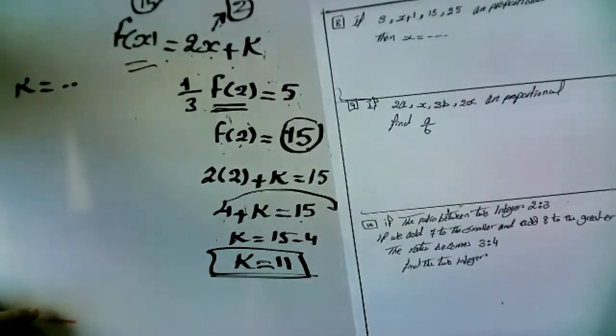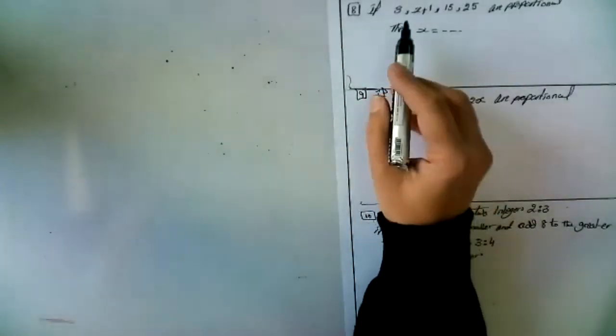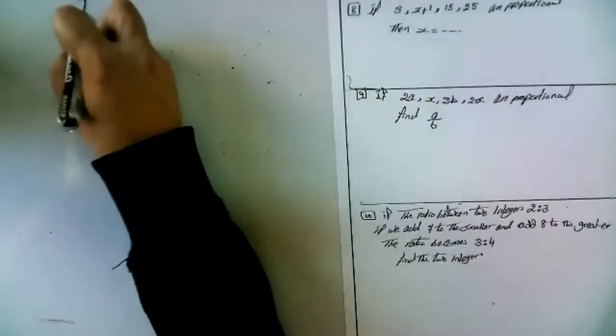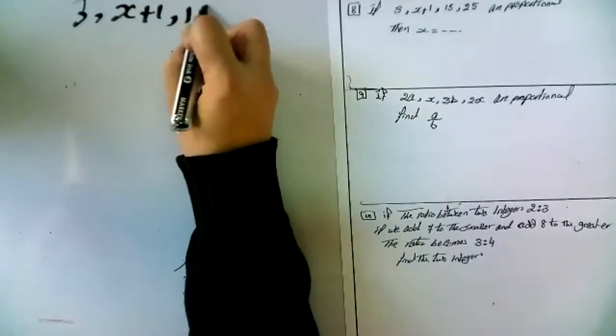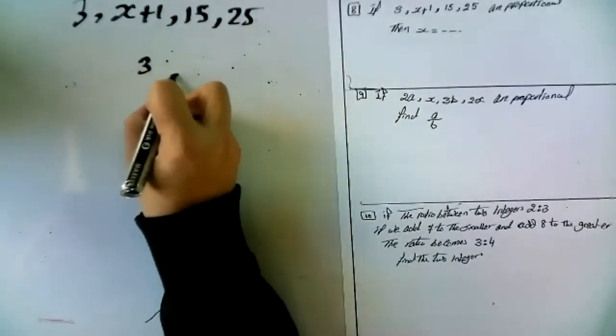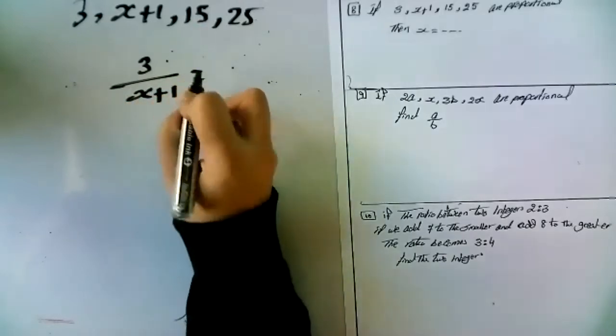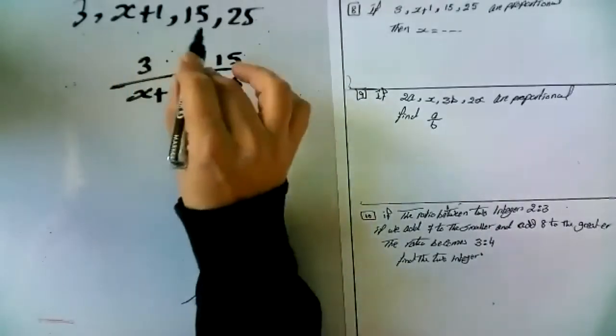Then question number 8. If 3, x plus 1, 15, and 25 are 4 proportional quantities, this means that 3 over x plus 1 equals 15 over 25. First proportional, second, third, fourth.